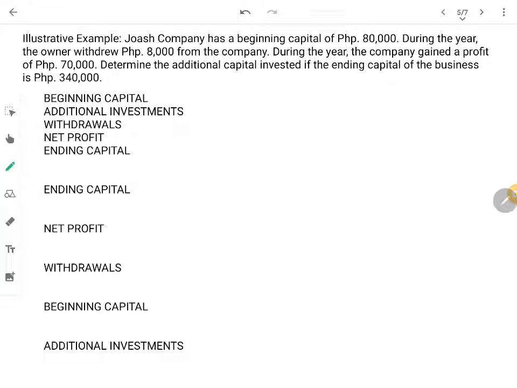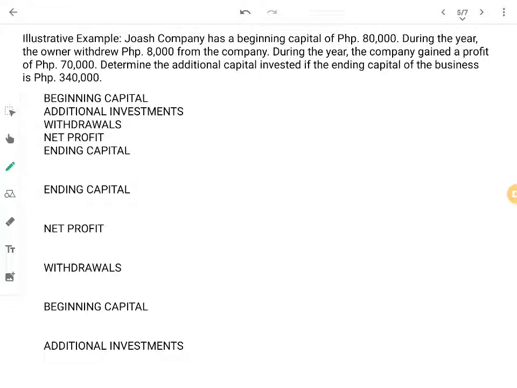Next is Joash Company has a beginning capital of 80,000. During the year, the owner withdrew 8,000 from the company. During the year, the company gained a profit of 70,000. Determine the additional capital invested if the ending capital of the business is 340,000. So, alamin natin yung given.